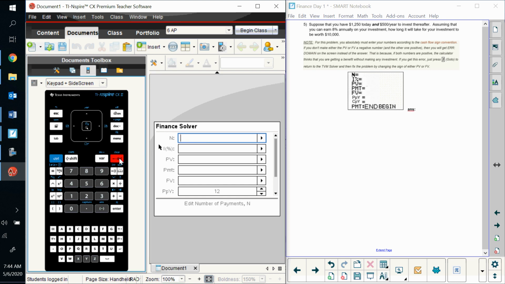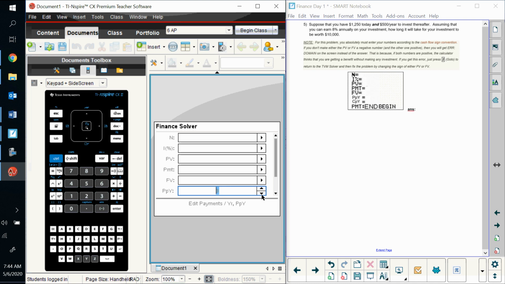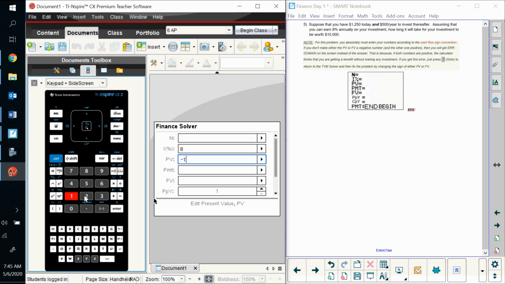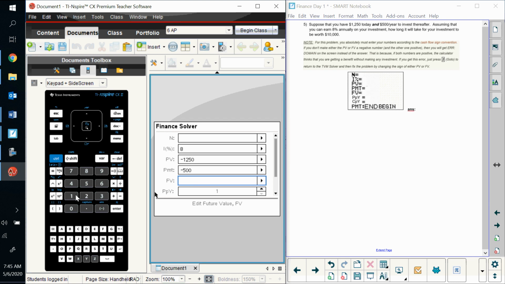First off, we are doing annually here. It didn't say monthly, quarterly, anything like that, so we'll put our PPY at 1. We don't know the N. We want to know how long the investment needs to be, so we're going to leave that; that's what we'll solve for in a second. We wanted 8%. We have 1,250 today, but that was invested, so we've got minus 1,250. Then our payment, we're doing 500 each year. And we want the final value to be 10,000.